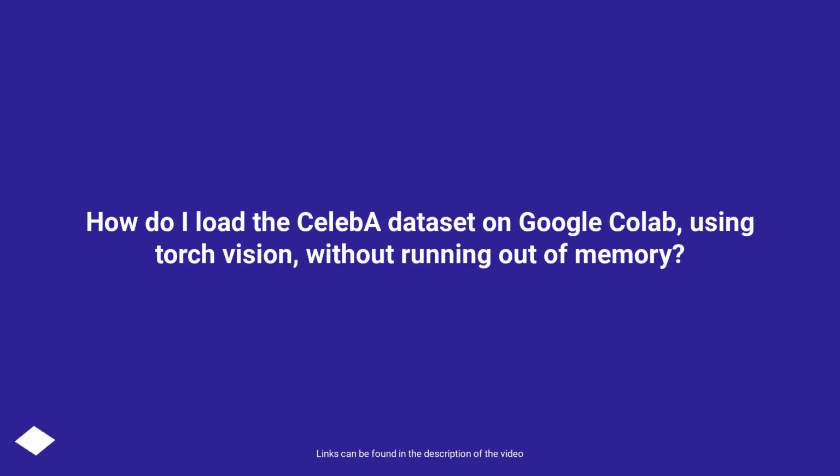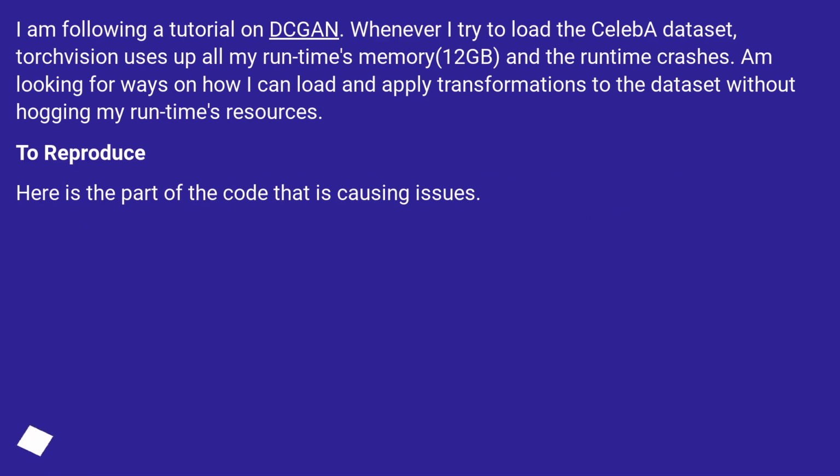How do I load the CelebA dataset on Google Colab using torchvision without running out of memory? I am following a tutorial on PyTorch.